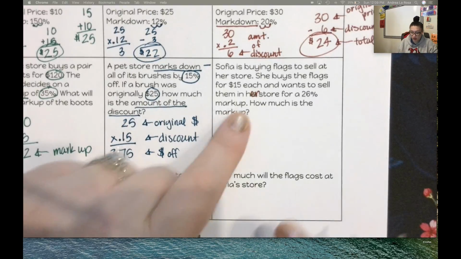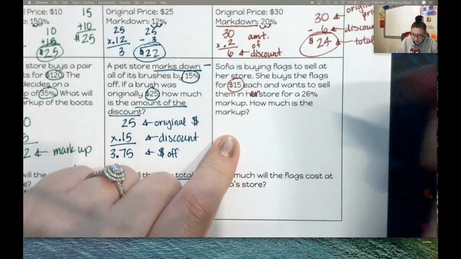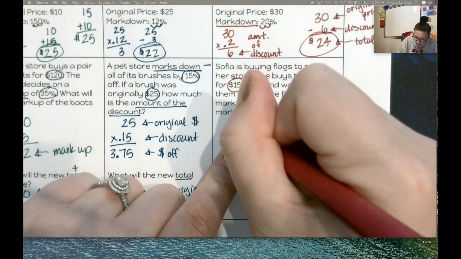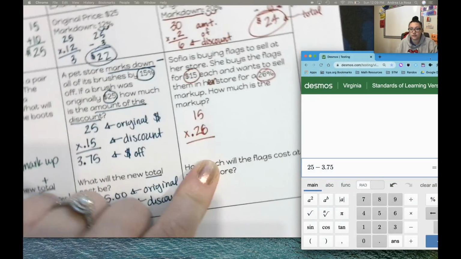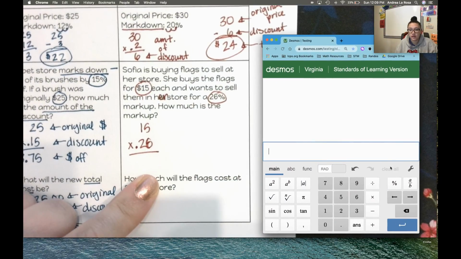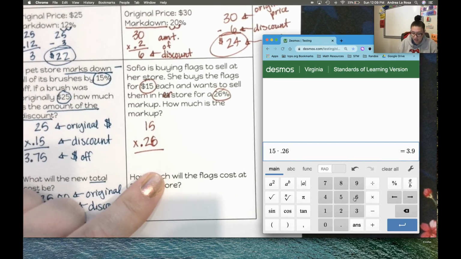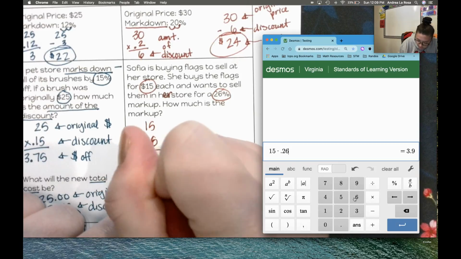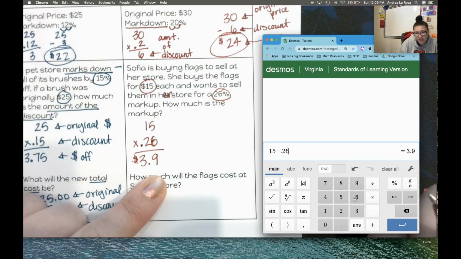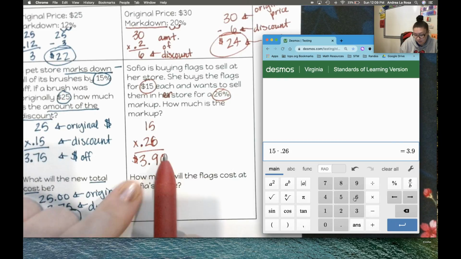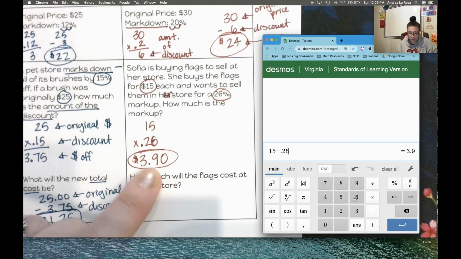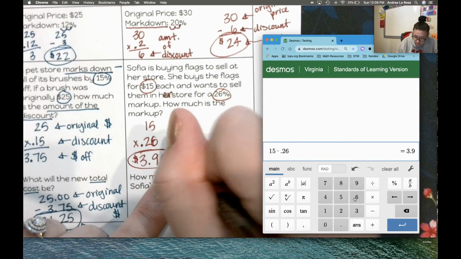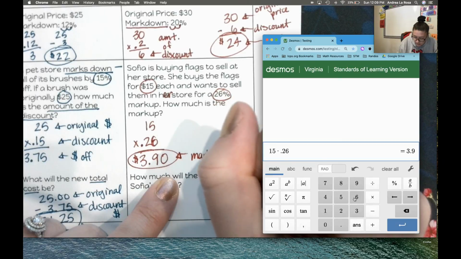All right, so the first part, I need to take my cost and multiply it by my markup. So I take my $15 times my markup, 0.26. I see that the markup is going to be $3.90. Remember, it's money. Money has two numbers after the decimal point, so throw a zero at the end. So $3.90 is how much she's going to make. That's her markup amount.